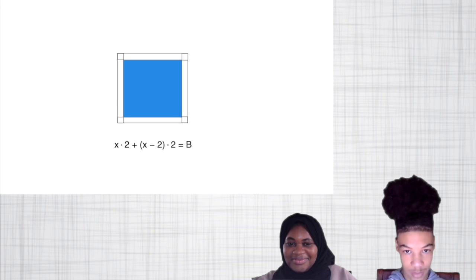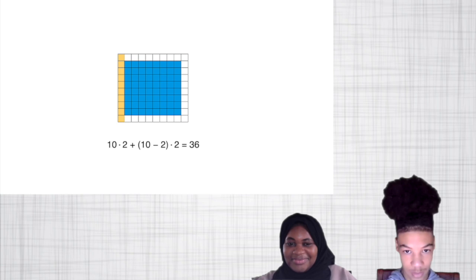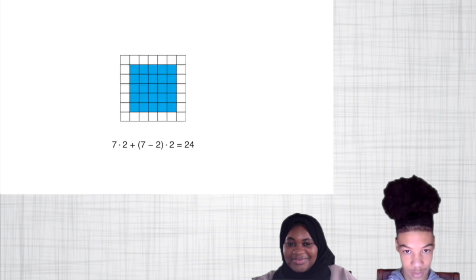In the previous episodes, Halim and ET have worked with a number of pools with a number of different tiles on one side. First, they worked with a pool with 10 tiles on one side, and they got the equation 10 times 2 plus the quantity 10 minus 2 times 2 is equal to 36. Next, they worked with a pool with 7 tiles on one side, and they got the equation 7 times 2 plus the quantity 7 minus 2 times 2 is equal to 24.